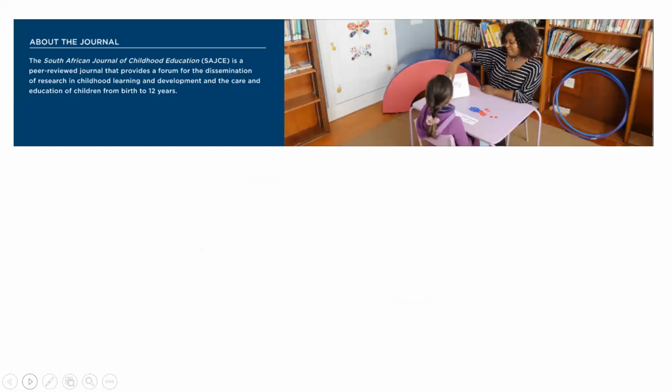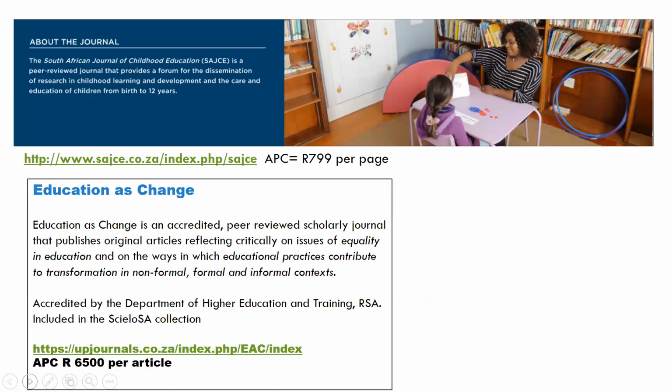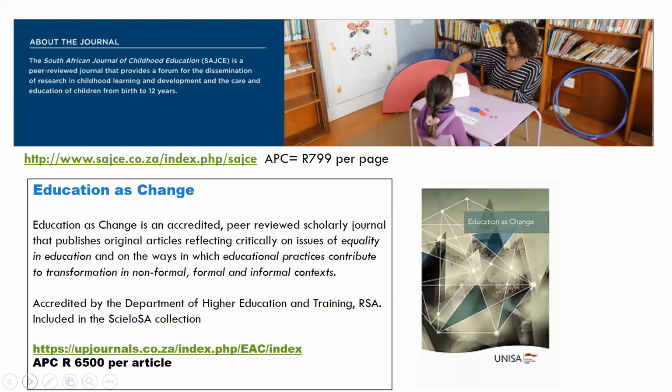If you're publishing in the field of childhood education, there's the South African Journal of Childhood Education. The APC is 800 Rand per page. That can add up. If you've got 10 pages, that's 8,000 Rand. Education as Change is also a generalized journal, but specifically focusing on critical issues of equality in education and transformation. So if your paper is not about that, don't submit it to Education as Change. And if it is about that, make sure that you put that forward very clearly.